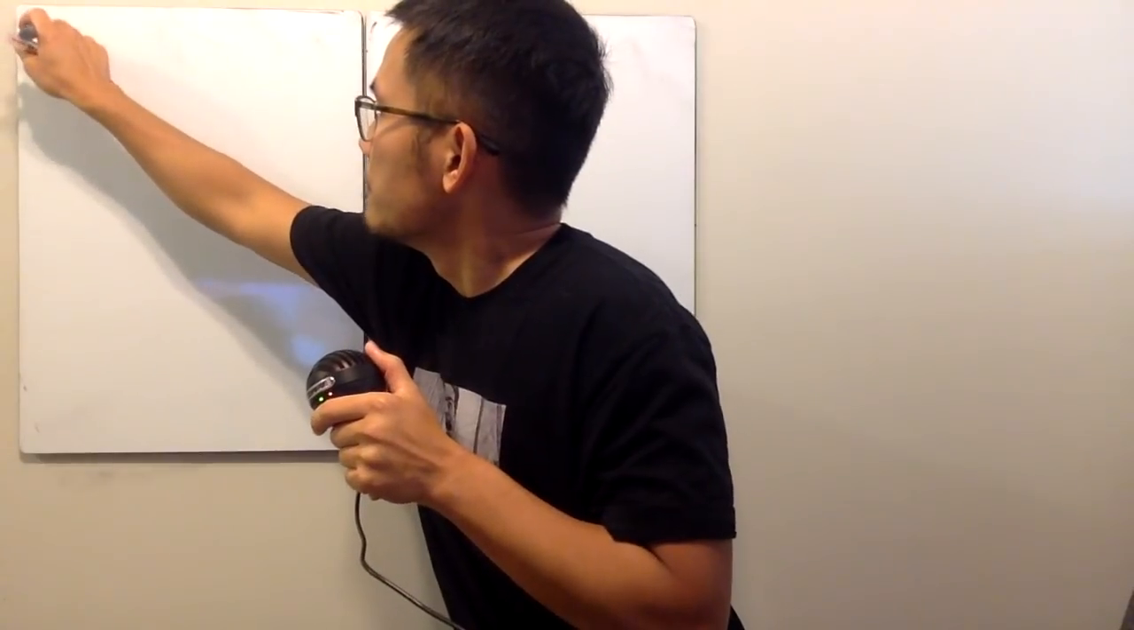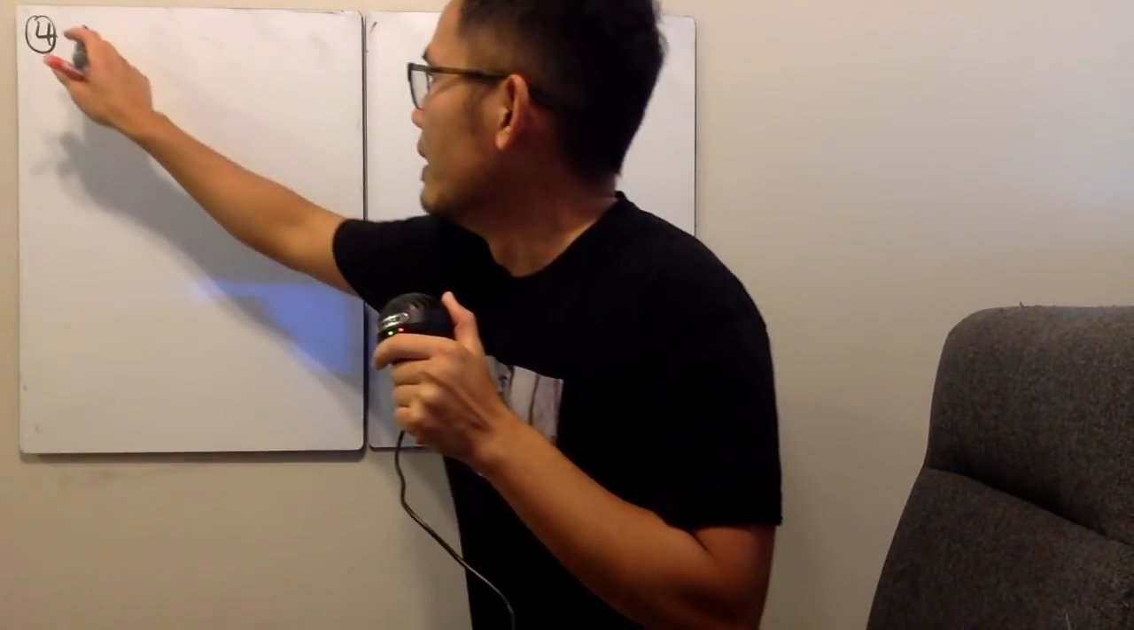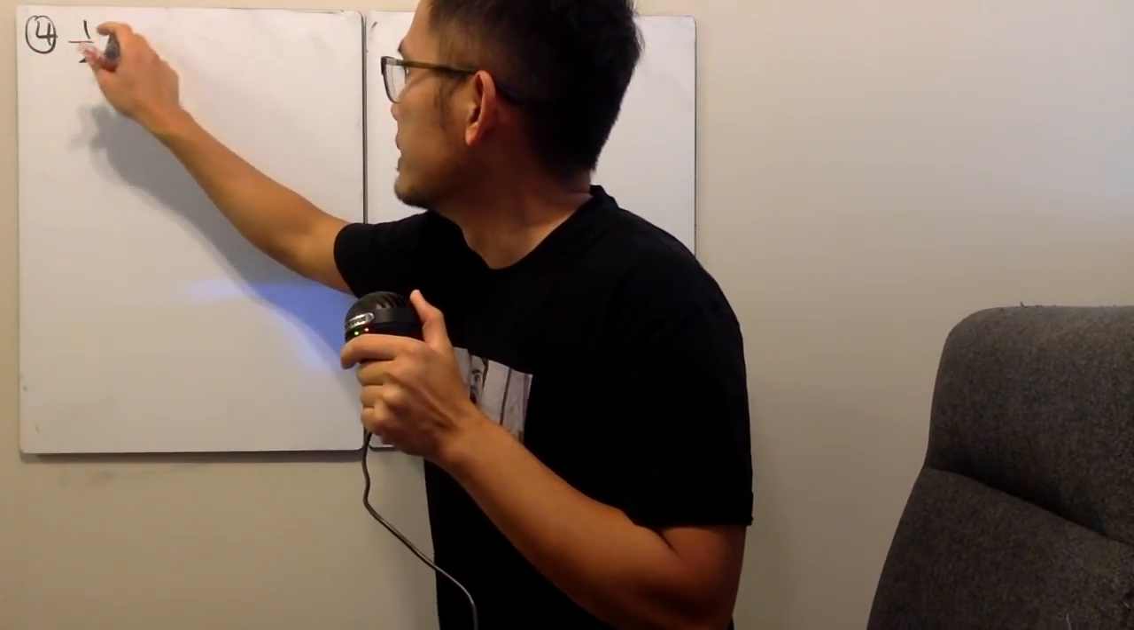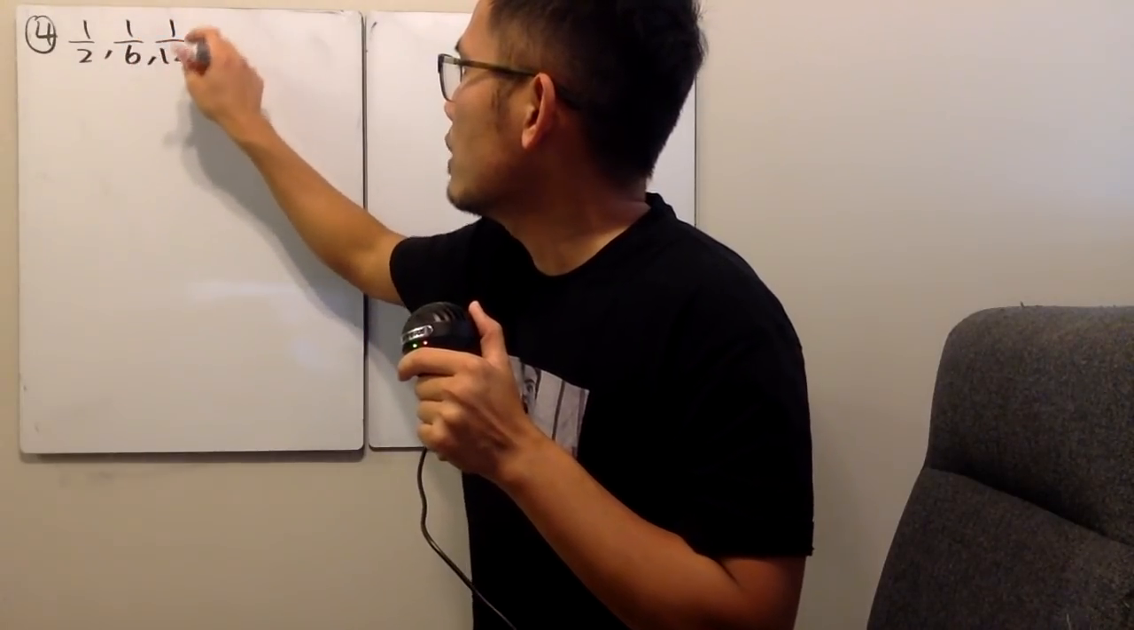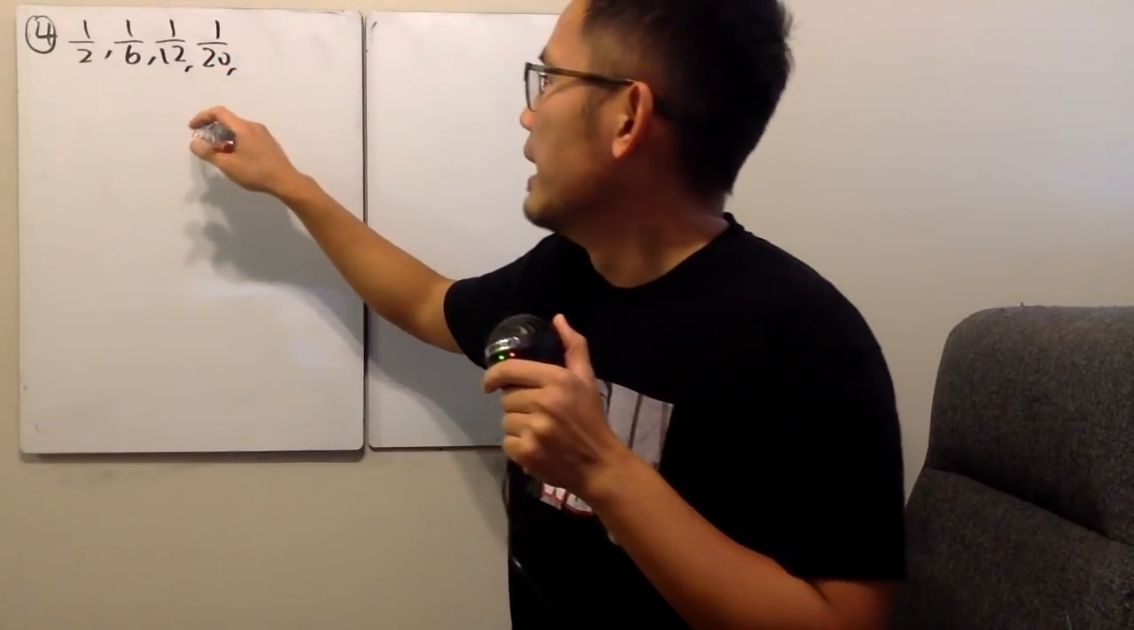All right, number 4. Here is the deal. Here I'm going to move my chair. Anyway, here is the one. Let's do 1 over 2, and then 1 over 6, and then 1 over 12, 1 over 20, and so on.